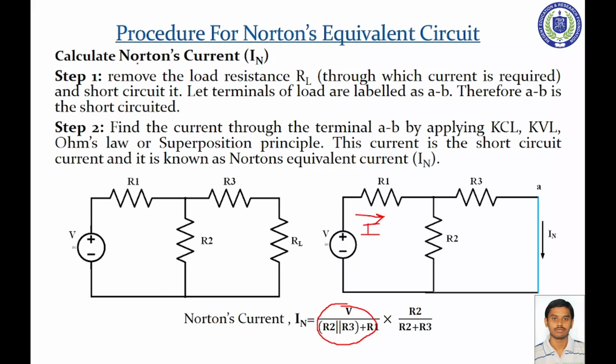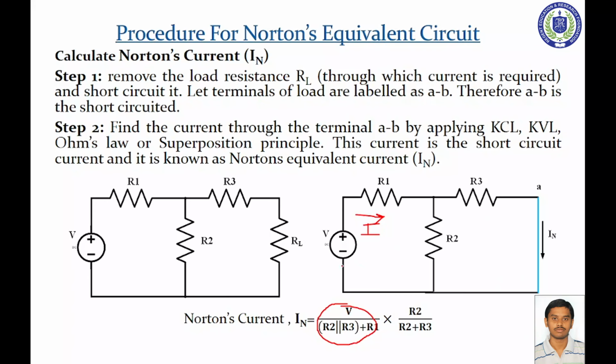Next is the procedure for the Norton's equivalent circuit. First we calculate the Norton's current. This is a complex circuit because R1, R2, R3, and RL form a series parallel combination. So we convert it to the Norton's equivalent circuit. When we calculate Norton's current, the load resistance is removed and the terminals are short circuited, and we calculate the current across the short. This is called the Norton's current.